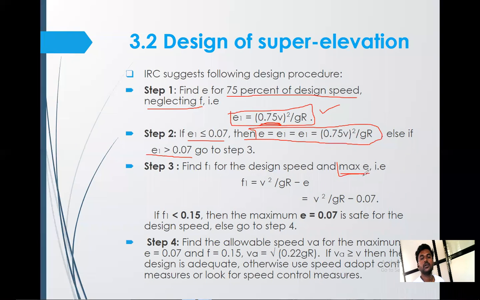And what is the maximum E? 0.07. That is the maximum E that we are providing on the road. So this is also very important. The maximum super elevation provided on the curve, E max, how much will it be? The maximum super elevation is equal to 0.07. Keep in mind, the maximum super elevation provided on the road is equal to 0.07.